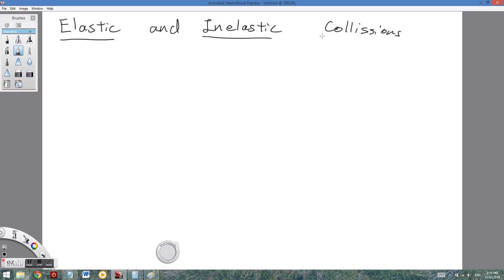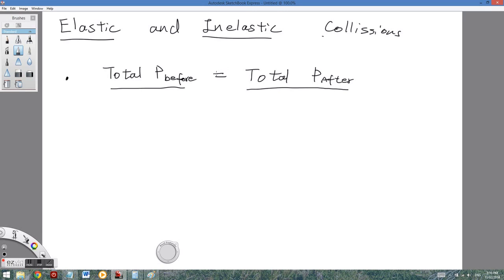So what we learned before is the conservation of momentum. The total momentum before must be the same as the total momentum after. No matter what, if it's a collision, the total momentum before must be the same as the total momentum after. But there are two types of collisions. Type 1 we call elastic collision.